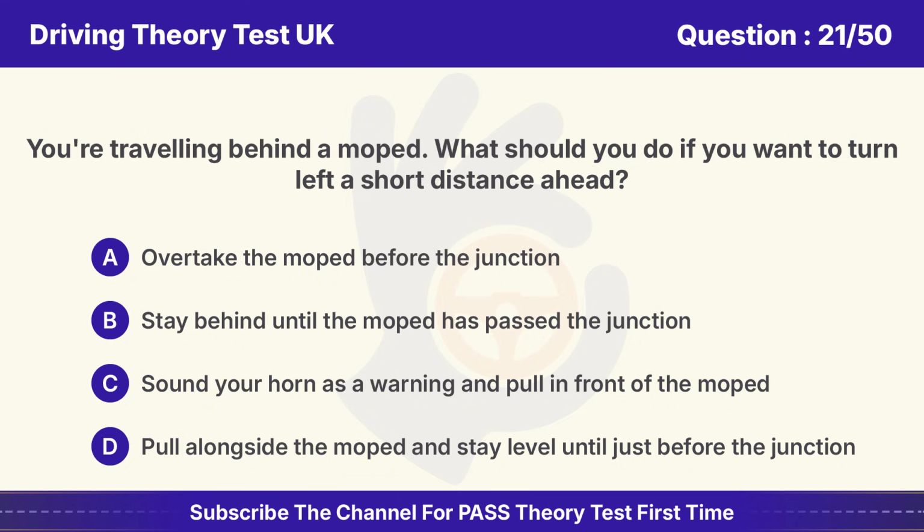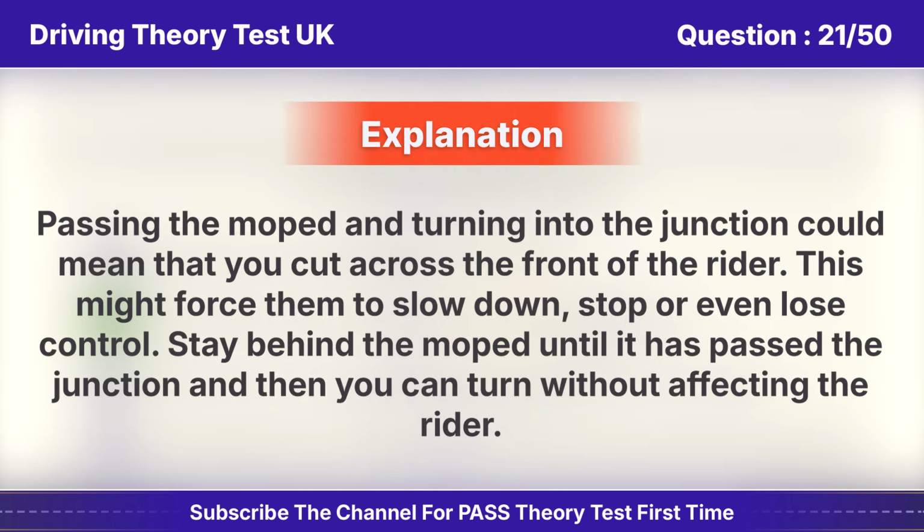Question 21. You're traveling behind a moped. What should you do if you want to turn left a short distance ahead? Answer is B. Stay behind until the moped has passed the junction. Passing the moped and turning into the junction could mean that you cut across the front of the rider. This might force them to slow down, stop, or even lose control. Stay behind the moped until it has passed the junction and then you can turn without affecting the rider.